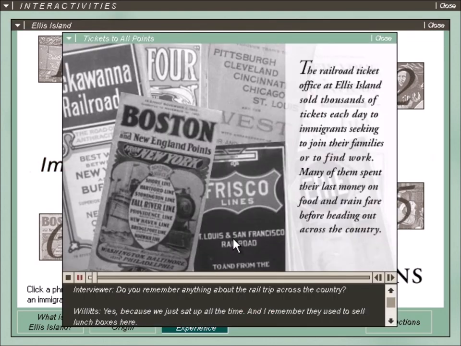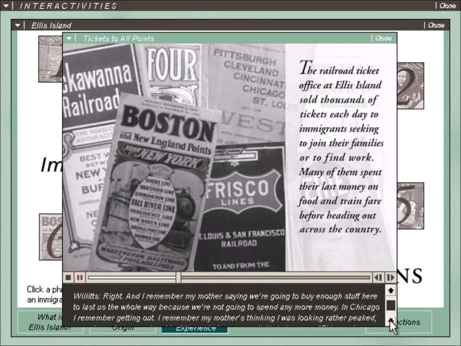Do you remember anything about the rail trip across the country? Yes, because we just sat up all the time. And I remember they used to sell lunch boxes here at Ellis. And I remember my mother saying, we're going to buy enough stuff here to last us the whole way because we're not going to spend any more money.